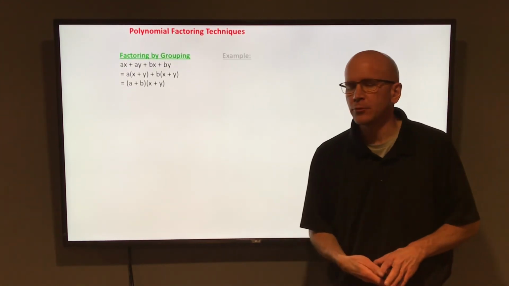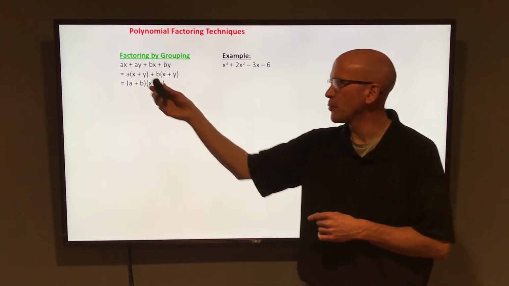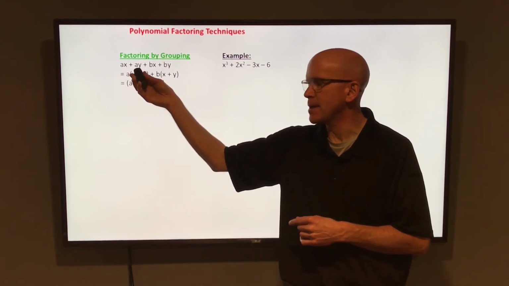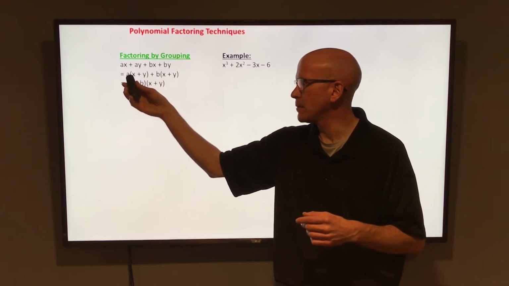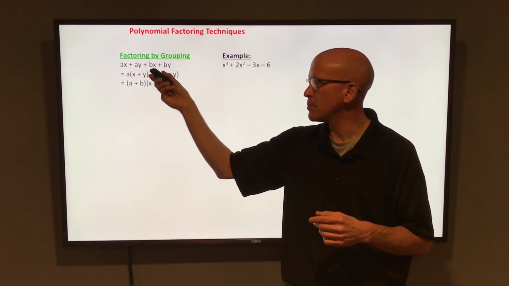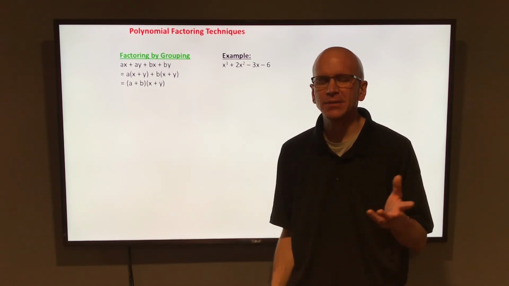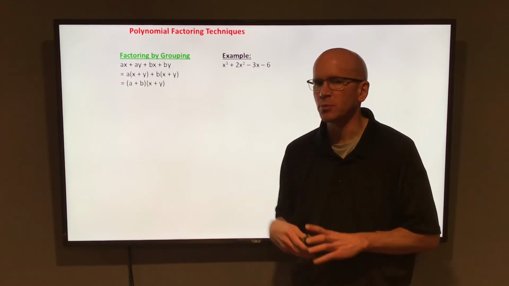More factoring by grouping. If you have ax plus ay plus bx plus by, you can factor that by grouping. Group the first two terms together, the ax and the ay. A is a common factor of the first two terms. When you factor that a out, you're going to be left with x plus y in parentheses. And also group the last two terms together, bx plus by. B is a common factor of those last two terms. If you take that out, again, you get x plus y in parentheses.